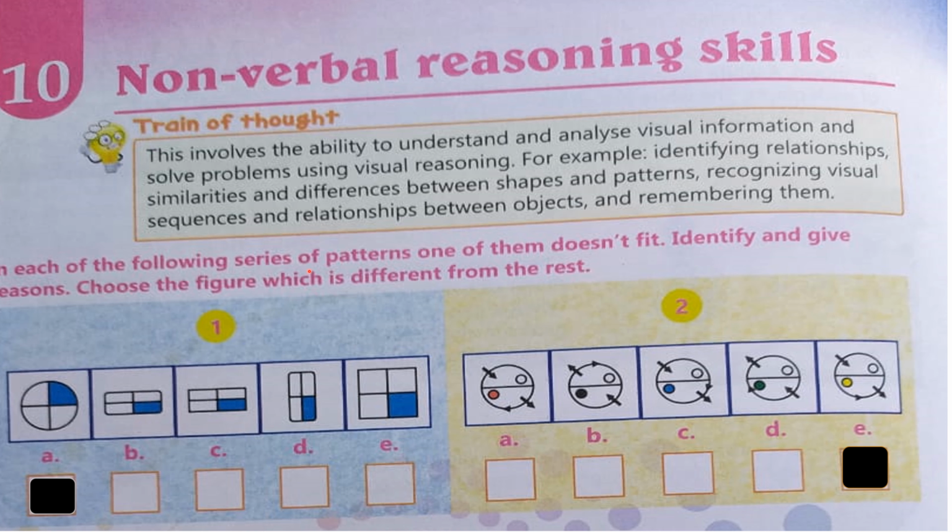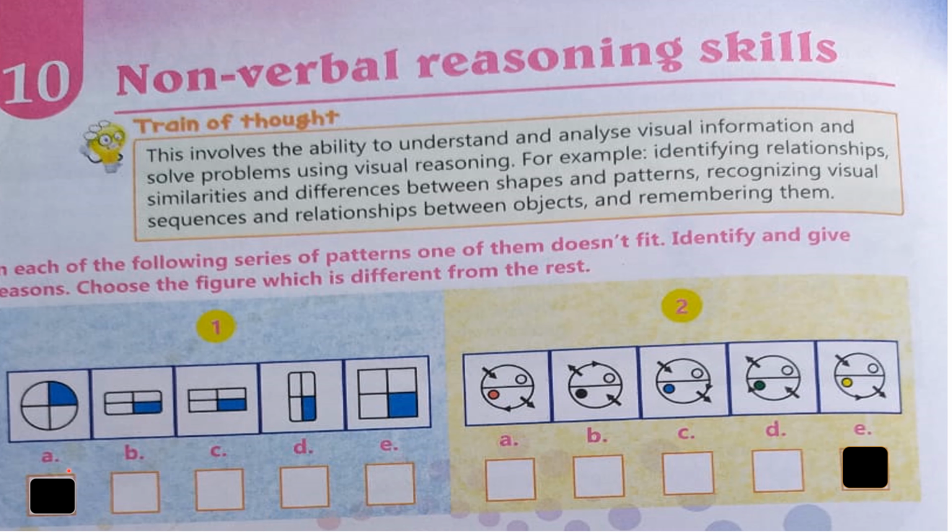In each of the following series of patterns, one of them does not fit. Identify and give reasons. Choose the figure which is different from the rest. So the first one, you can see that there are 5 patterns. In all these 5 patterns, all the shapes are square, but one is a circle. One more reason here is, in all the other figures, the lower right square portion is shaded. But here in the circle, the upper portion is shaded. So it is the odd one and different one.